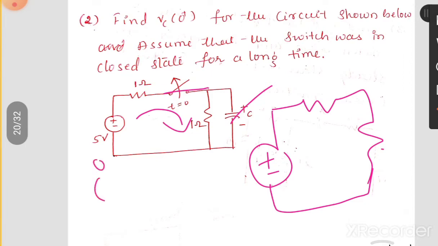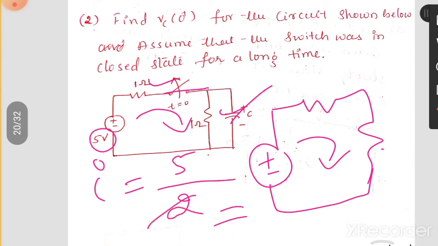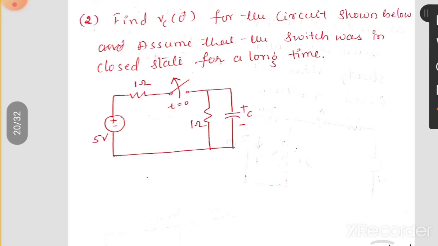So the current flowing through this circuit will be equal to 5 volts divided by the two resistances, that is 1 plus 1, which is 2. So 5 divided by 2 is 2.5 volts. This is VC of 0 minus, just before the switching action, 2.5 volts.